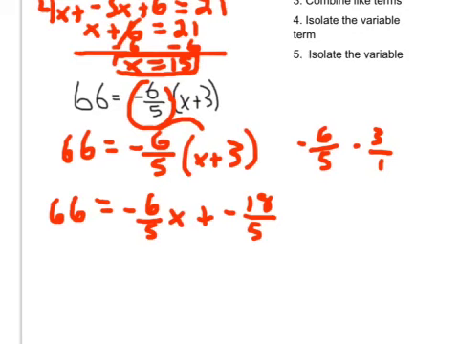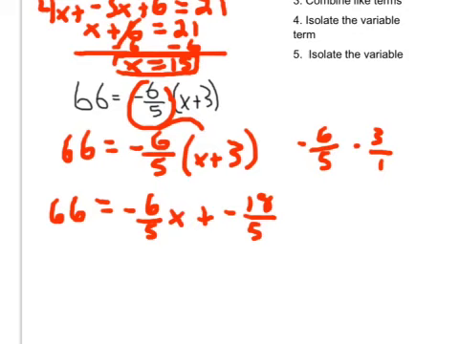Now, there's a little trick you can do here. I could isolate my variable term by getting rid of this negative 18/5 and putting that over on the other side. But a lot of us don't like to work with fractions. So there's a way to work around the fractions as well. If these have a common denominator, you can multiply the entire equation by this common denominator to get rid of it.